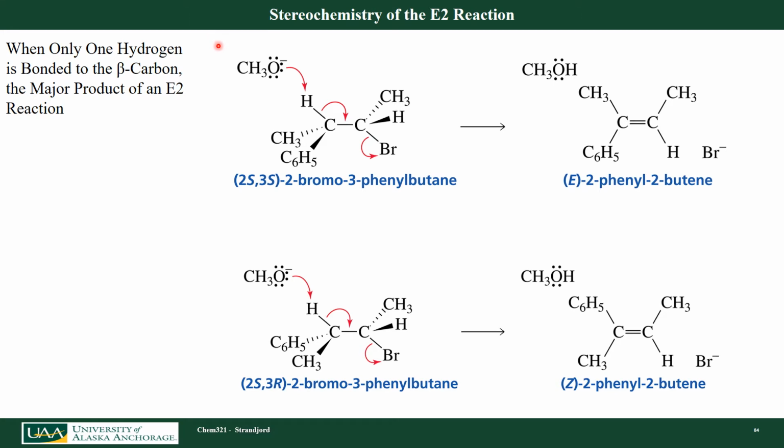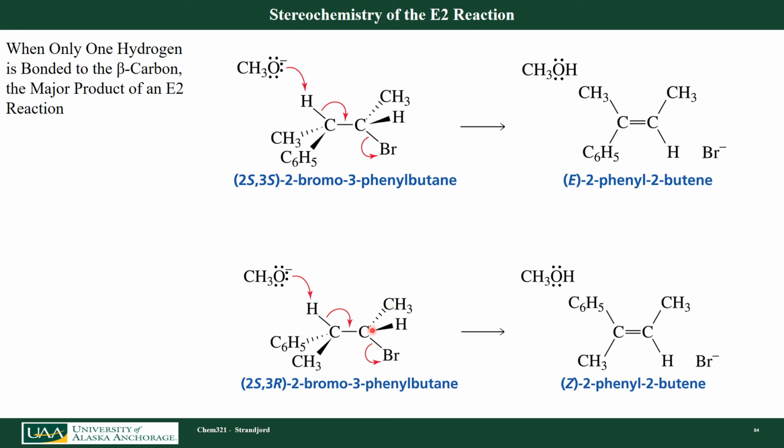When I only have one hydrogen bonded to the beta carbon, this would be the beta carbon, here's my one hydrogen. This is my alpha carbon with the bromine. When I only have one hydrogen bonded to my beta carbon, I can only have one major product. That's because, again, I have to have these in anti-periplanar arrangement. So I put my hydrogen up here, I put my bromine down here. Again, I'm rotating freely about that single bond until I reach this anti configuration. That results in this case in forming the E stereoisomer of 2-phenyl-2-butene.